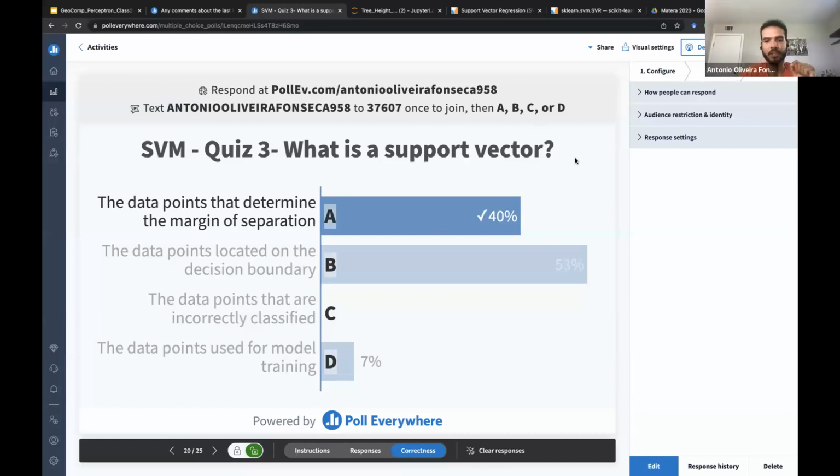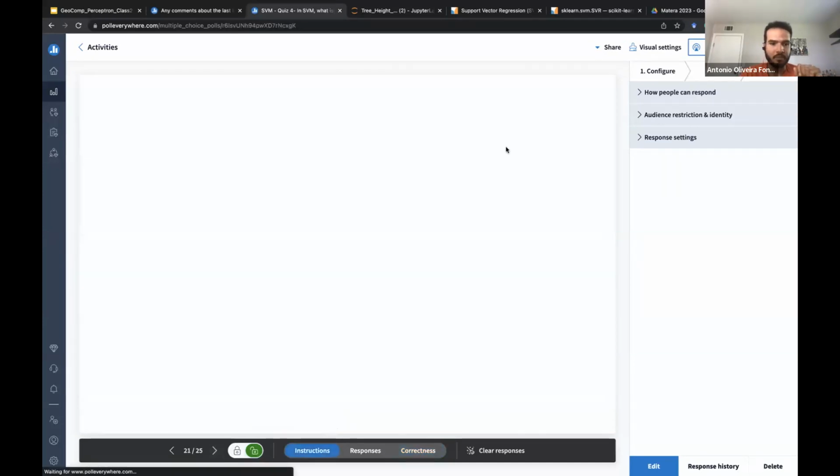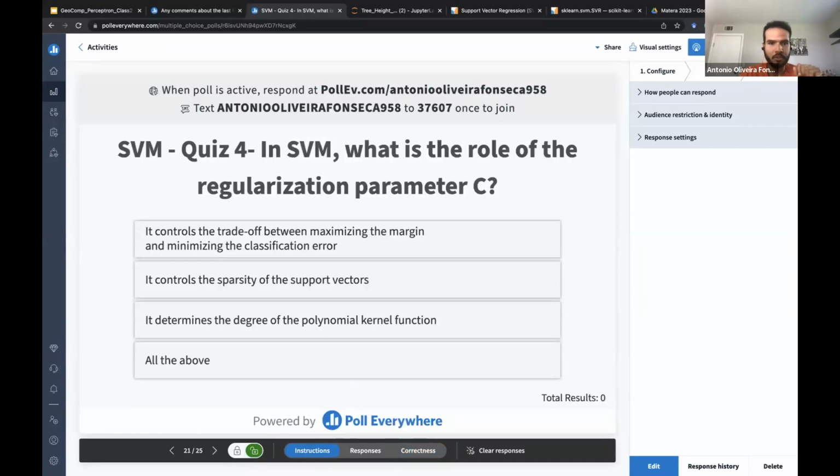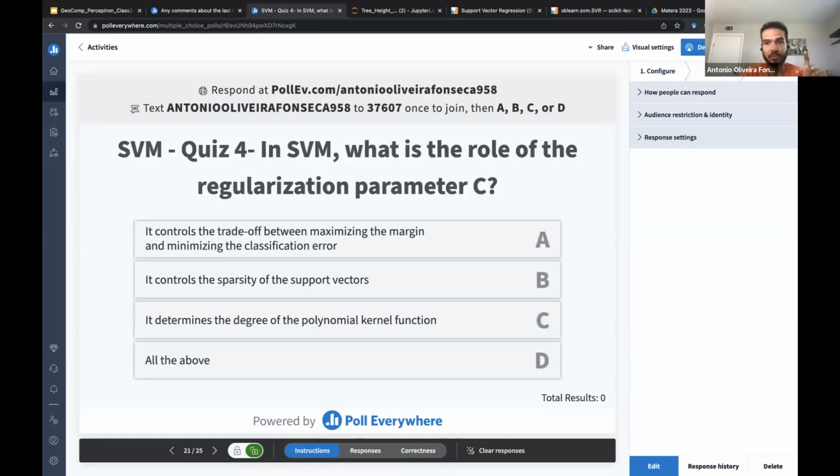Okay, great. No, this is important. I'm glad that we managed to spot this misunderstanding. Okay, I think I had just one more. This is a very important one. In SVM, what's the role of the regularization parameter C that we have seen today?